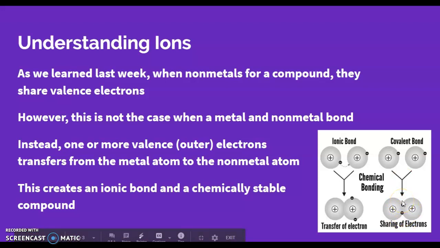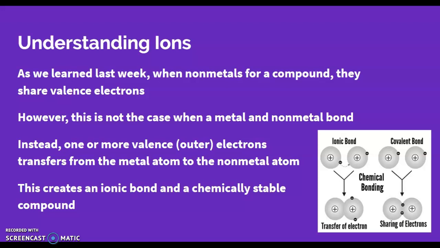But in an ionic bond, we're taking a nonmetal and a metal atom and forming a bond between those two. So how does that work? Well, valence electrons are still in the mix, except it doesn't work quite the same. Rather than sharing the electrons, one electron transfers over to the other atom. So what normally happens is the metal atom loses its valence electron, and that valence electron moves over to the non-metal.